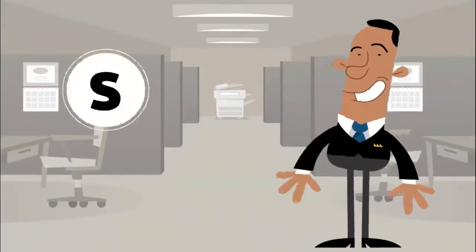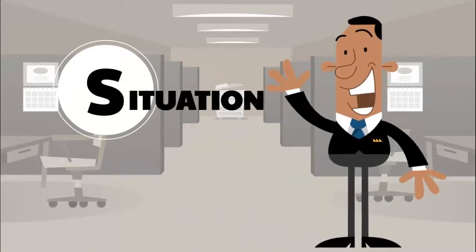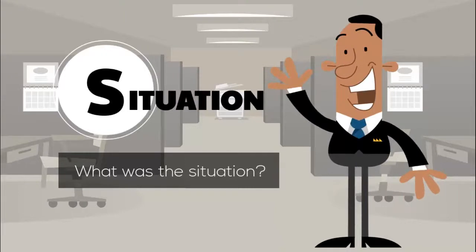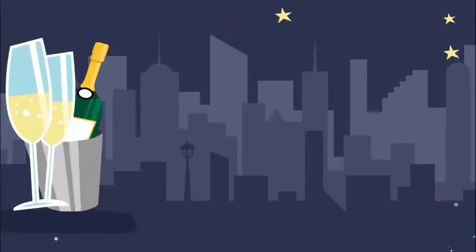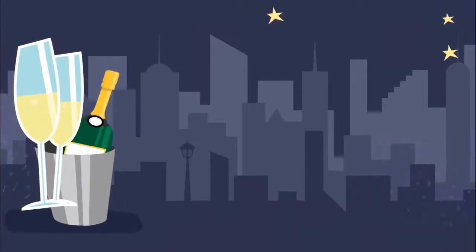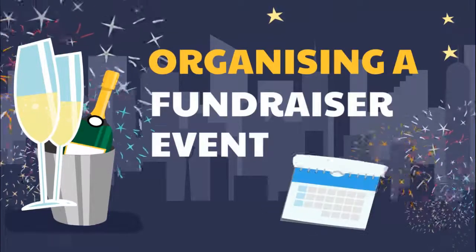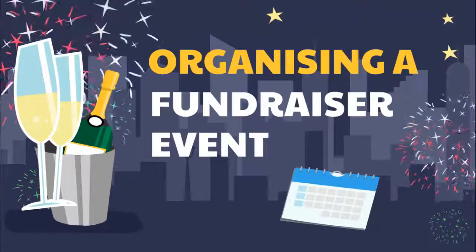The first part, S, is for situation. What was the situation? You're setting the context for your answer, and this should only be short. In our example, the situation is running a fundraising cocktail event for Project Hope as part of the University of Sydney Martial Arts Club.